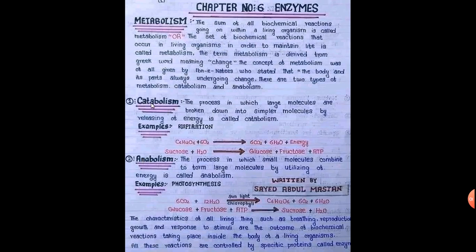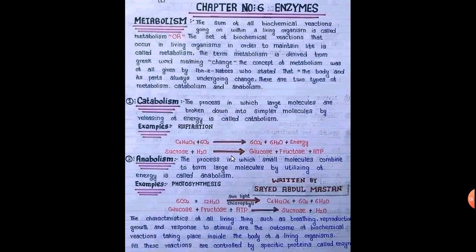As the name implies, catabolism is basically breaking down a very large complex molecule into smaller molecules. For example, respiration. If you have glucose and you oxidize it, you're going to generate carbon dioxide and water. Also, if you have sucrose and you hydrolyze it as a disaccharide, you're going to generate the monosaccharide units, glucose and fructose. The opposite is anabolism, which is the inverse of catabolism.